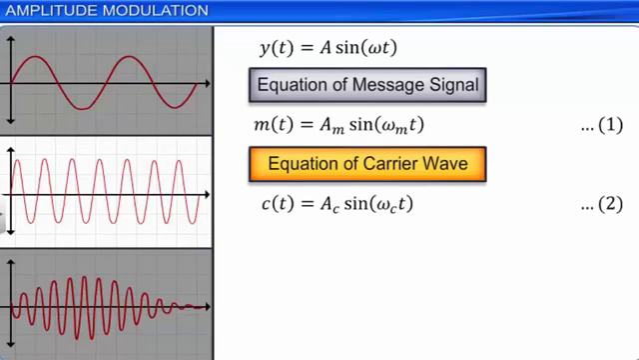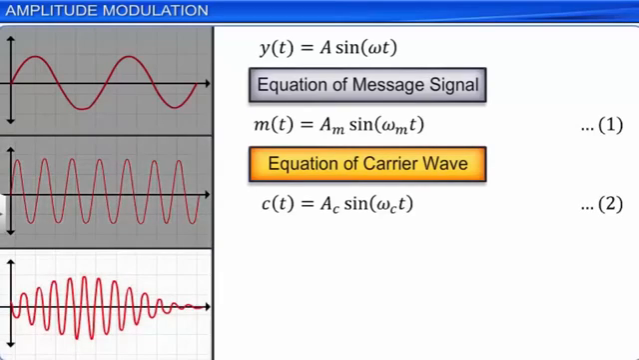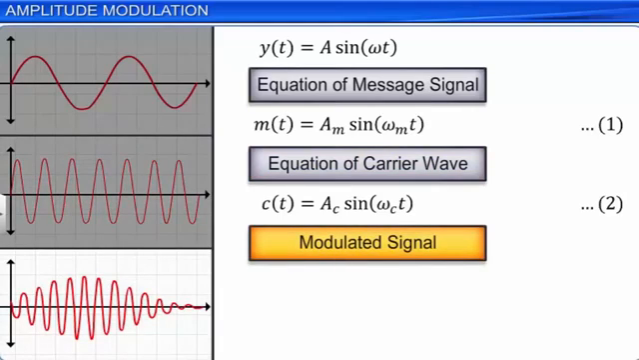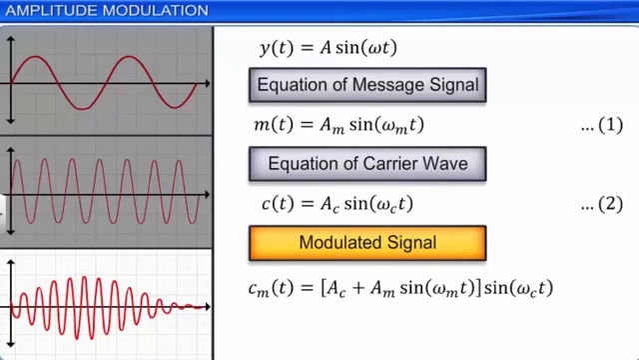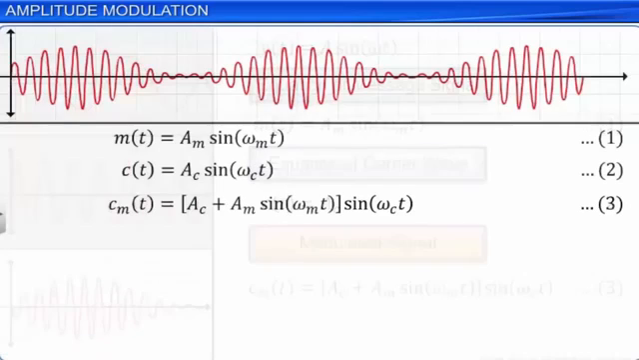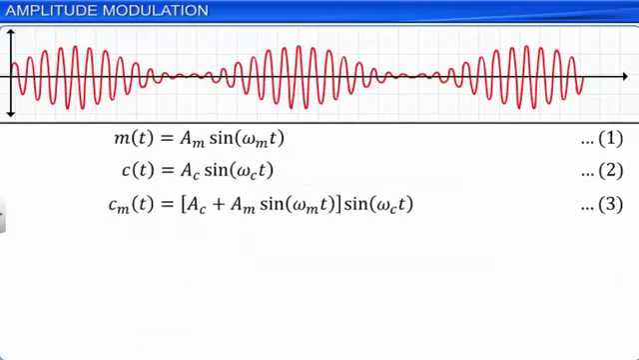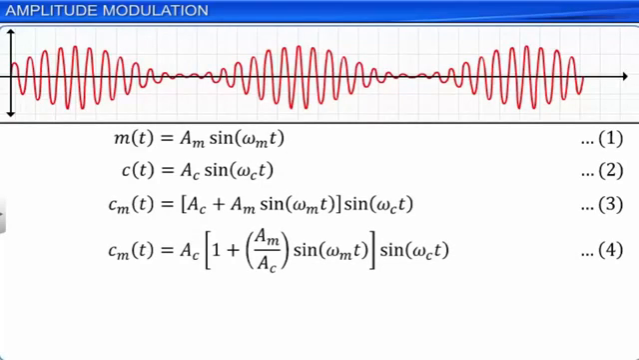Then, the expression for the amplitude modulated signal is represented by the equation cm(t) = (Ac + Am sin ωm t) sin ωc t. Let this be equation 3. The terms in equation 3 can be rearranged to get equation 4. In equation 4, the ratio Am to Ac, which is the ratio of the amplitude of the message signal to that of the carrier wave, is called the modulation index, represented by the Greek alphabet mu.